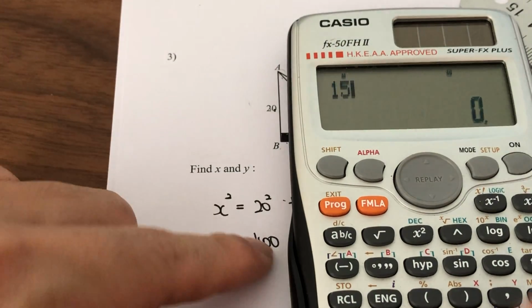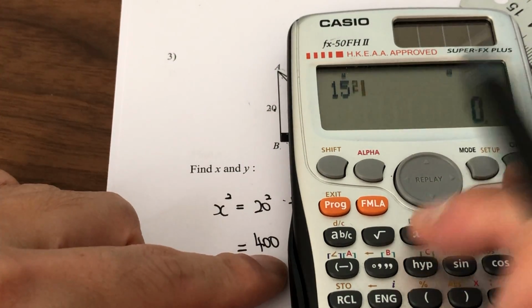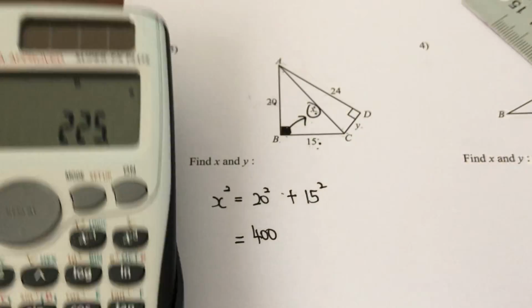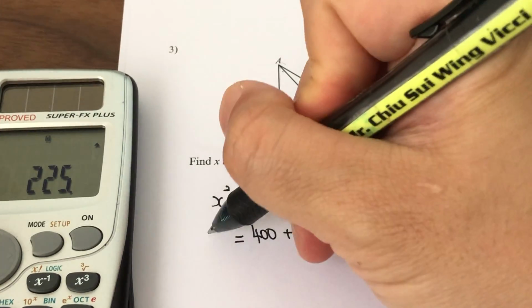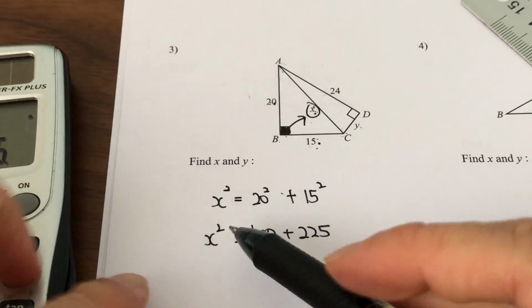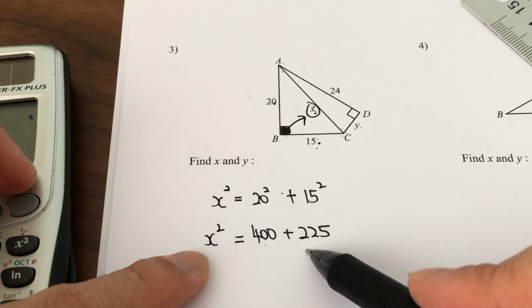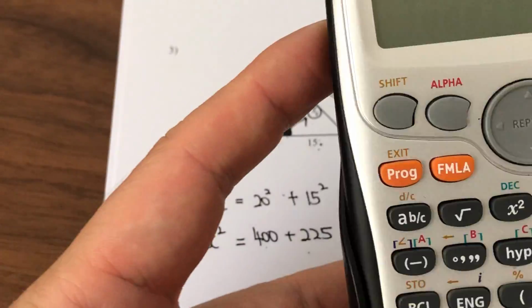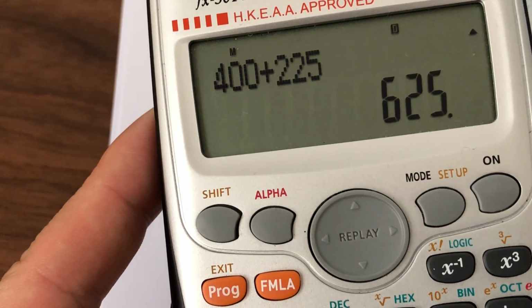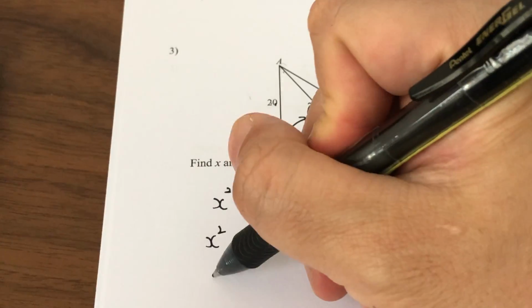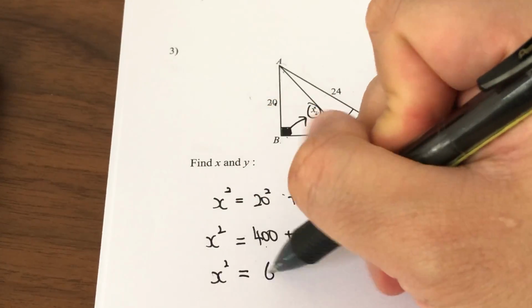And then 15 square, what is that? 15, the square button, we have 225. That means that x squared equals to 400 plus 225. 225 plus 400, 400 plus 225, what is that? 625. So that we have x squared equals to 625.